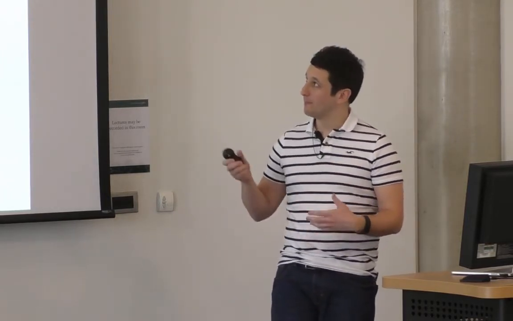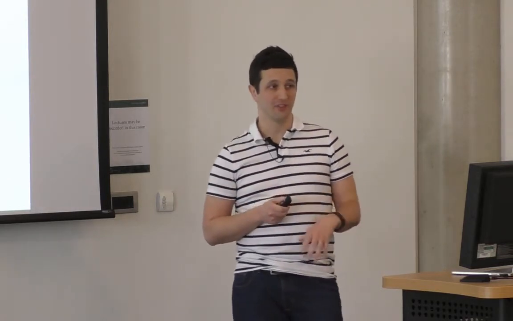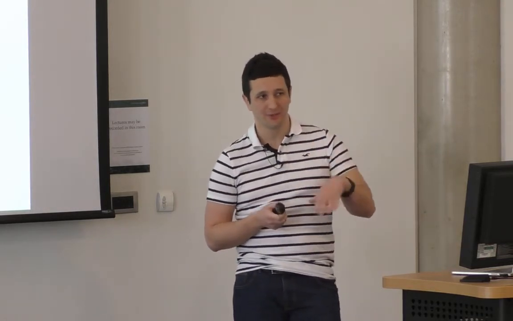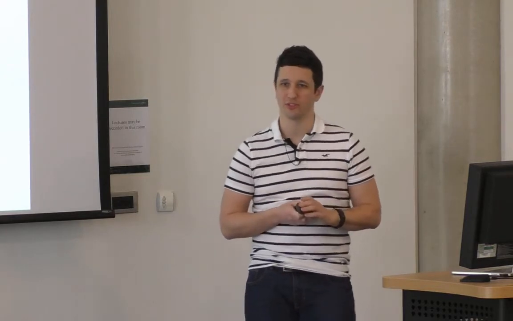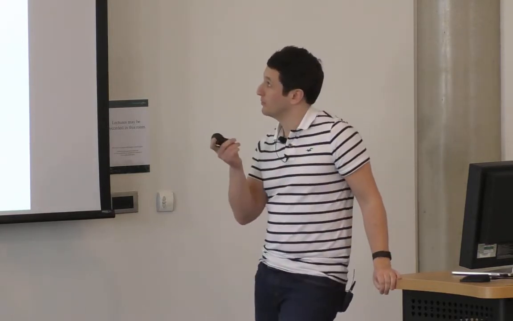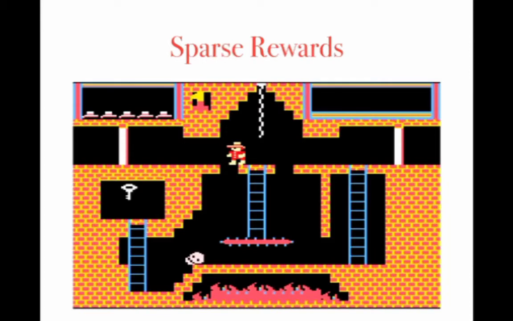So trying to build believable agents that play like humans is definitely a challenging issue, but considerably less than the Turing test. I'm not trying to solve the Turing test right now, but it's maybe a nice step towards it. And the final one is sparse rewards.